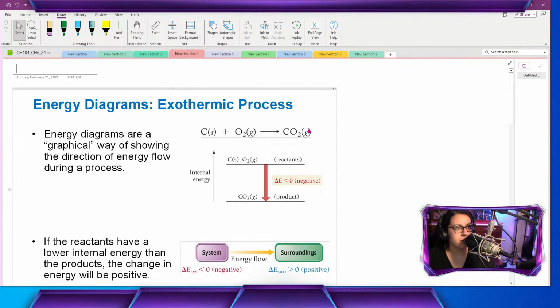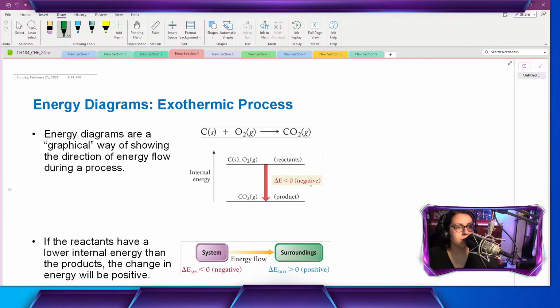So let's look at our next section. And we've kind of gone through this. So this is just kind of summing it up. And so we saw that these energy diagrams were just a kind of graphical way of showing the energy flow. And we saw that we could have reactants where their energy is higher than the products. Their change in energy is negative. So this would be an exothermic process.